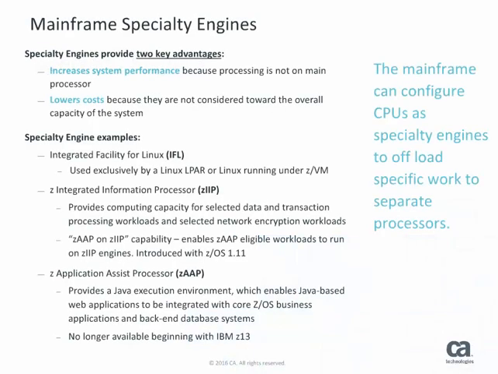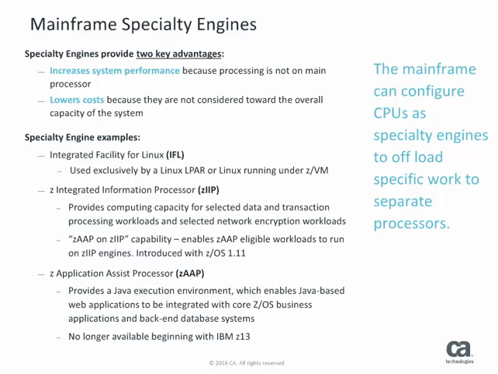Specialty engines provide two key advantages: increasing system performance and lowering costs. Examples of specialty engines include IFL engines, which support Linux on System Z, running alone or more commonly under z/VM. Many organizations have moved Linux workloads to IFL engines, which are very cost-effective. The zIP engines are specialty engines designed to offload database and other workloads. By investing in these engines and offloading work to them, customers can reduce the workloads for their CP engines and thus delay their need for more engines.